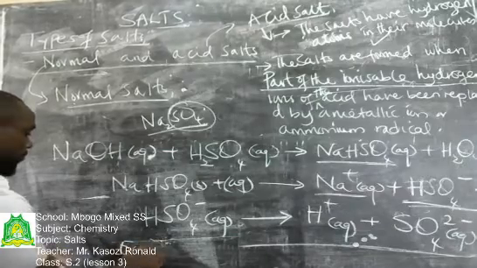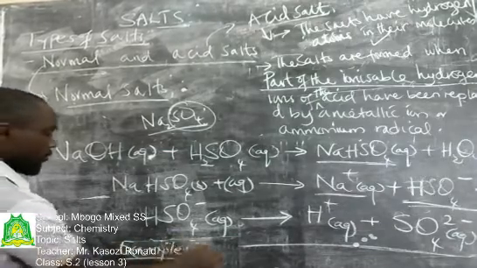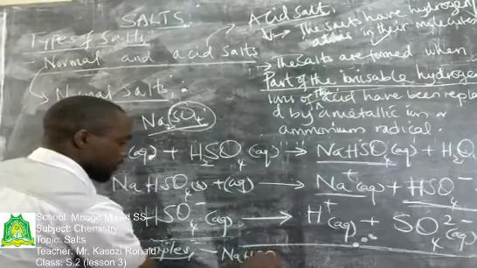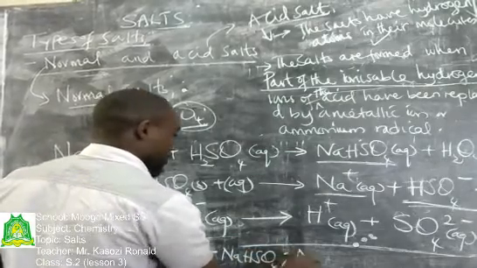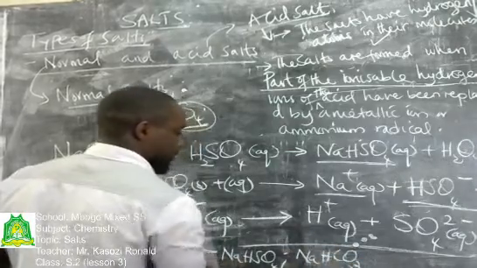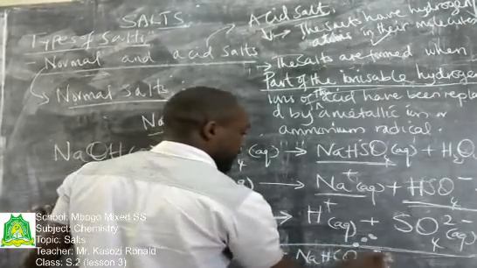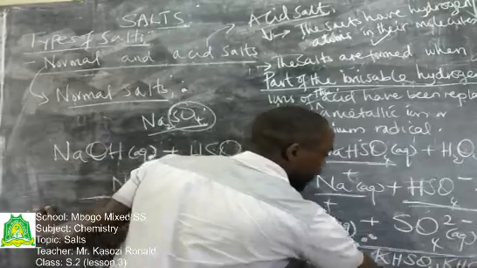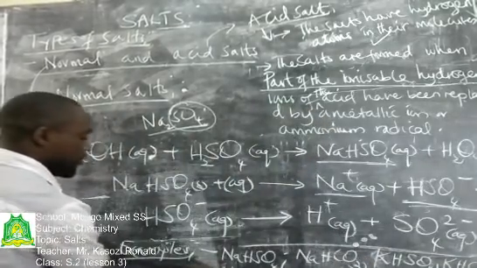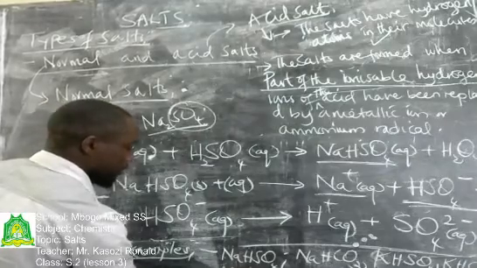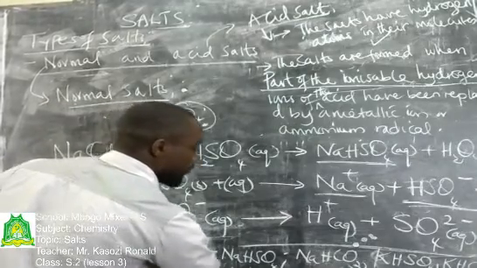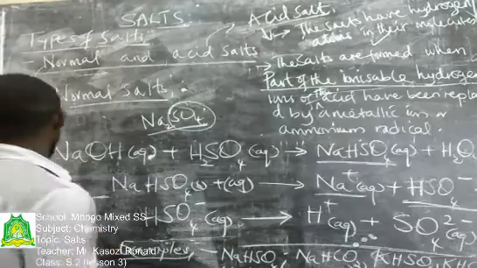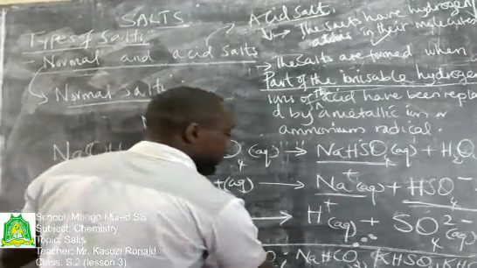Examples: sodium hydrogen sulfate, sodium hydrogen carbonate, potassium hydrogen sulfate, potassium hydrogen carbonate, magnesium hydrogen carbonate, calcium hydrogen carbonate, and calcium dihydrogen phosphate, and so on.